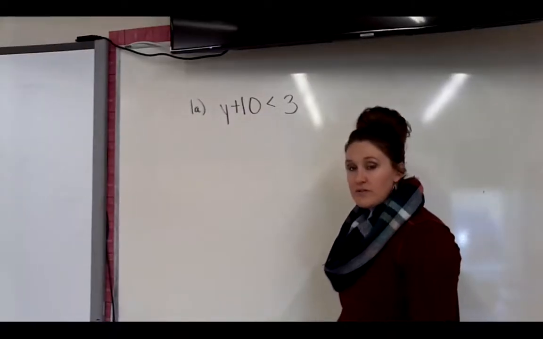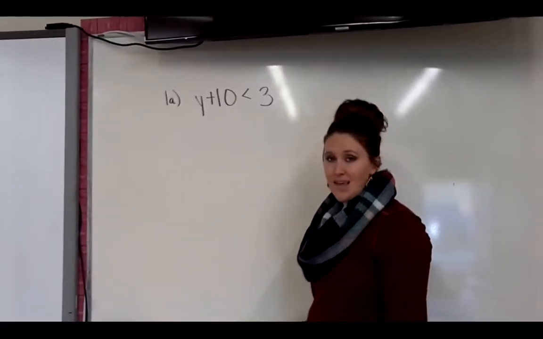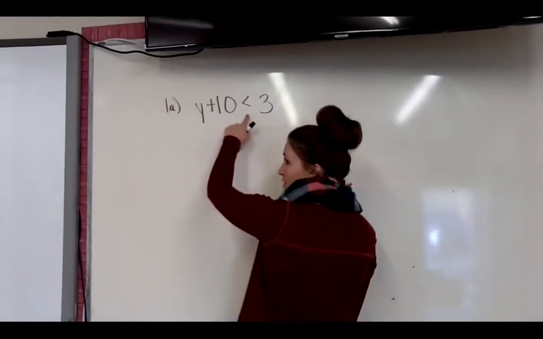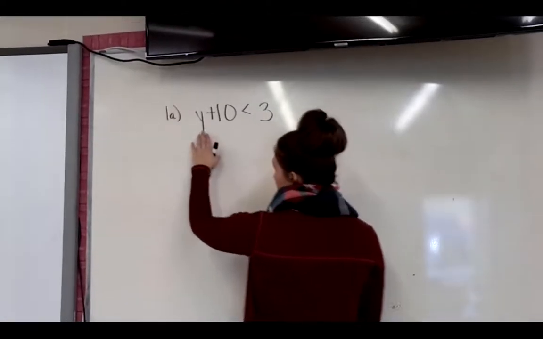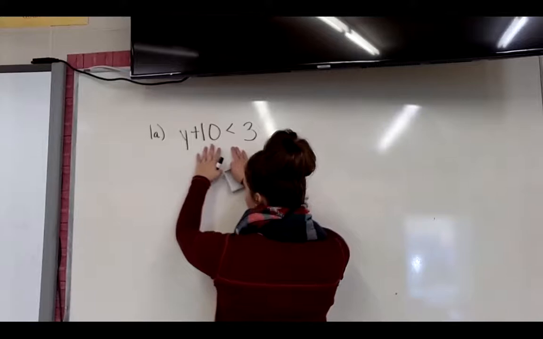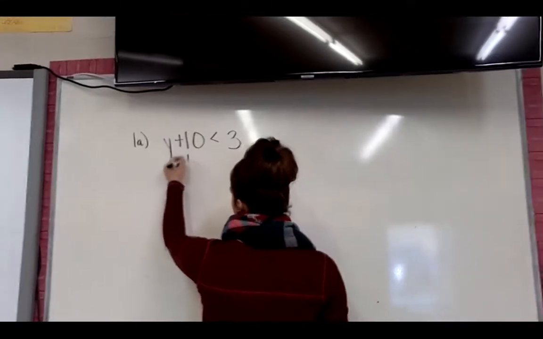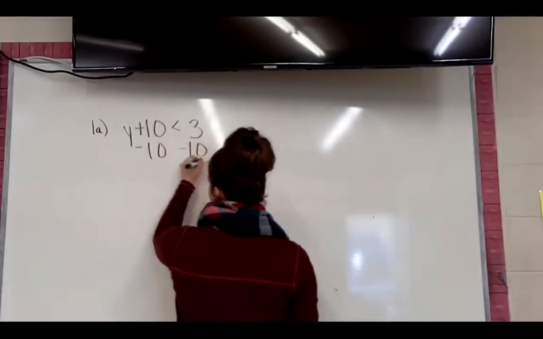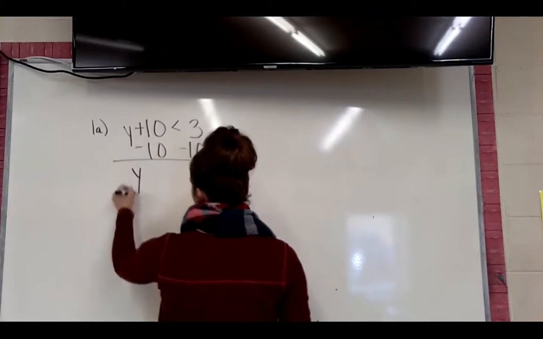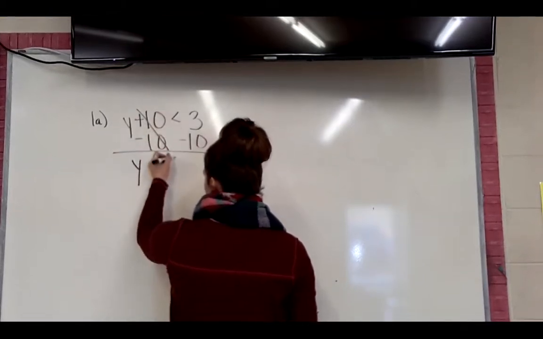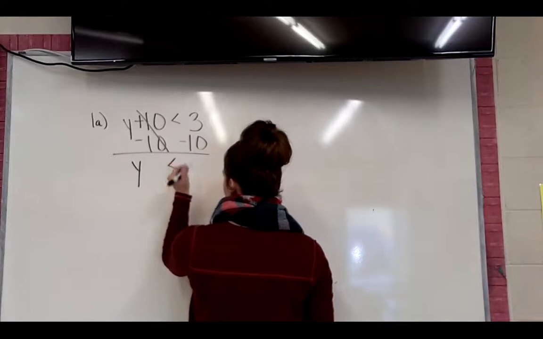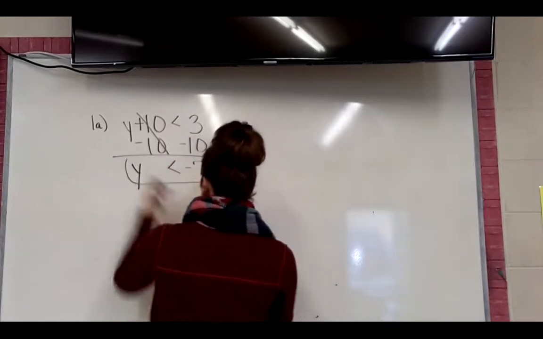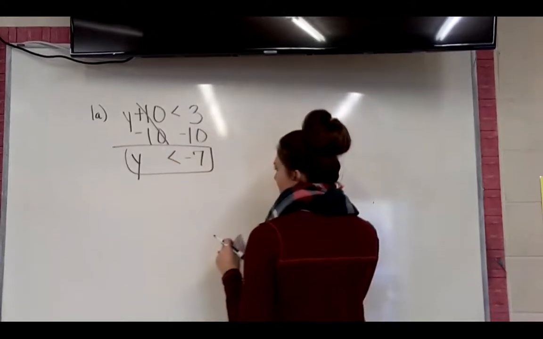Okay, now we are solving the inequality. We solve it just like an equation, except now we have an inequality sign instead of an equal sign. So I'm trying to get y by itself, so I have to get rid of the 10. It's being added. So just like with an equation, we do the opposite and subtract. My y comes down, that cancels, that comes down. I have less than 3 minus 10 is negative 7. So that would be my answer. Y is less than negative 7.